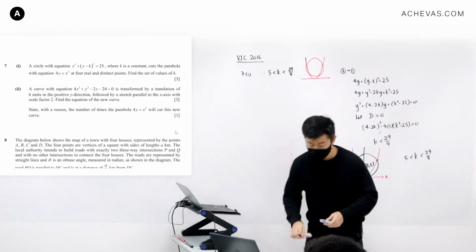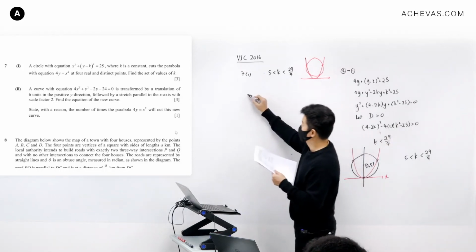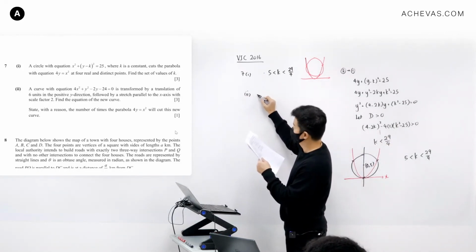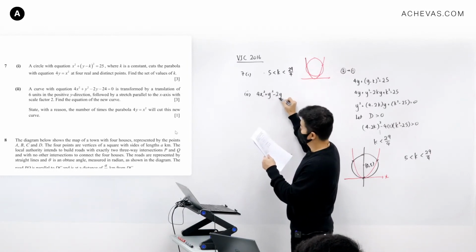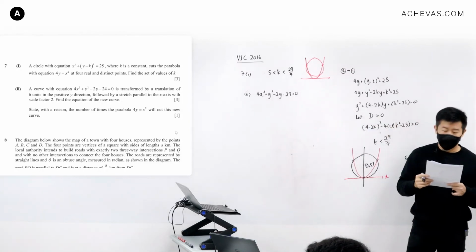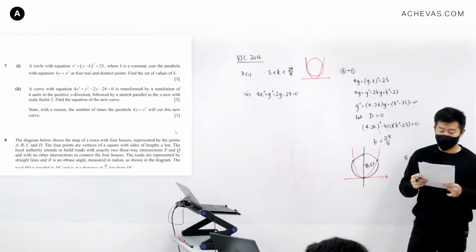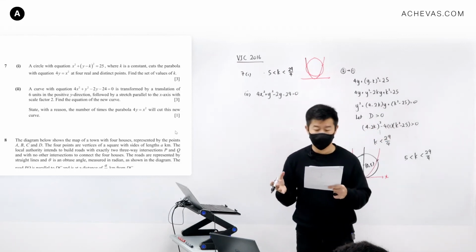Then we have another curve, part 2. We have another curve, 4x squared plus y squared minus 2y minus 24. This is equal to 0. This graph is going to be transformed with a translation of 6 units in a positive y direction, followed by a stretch.